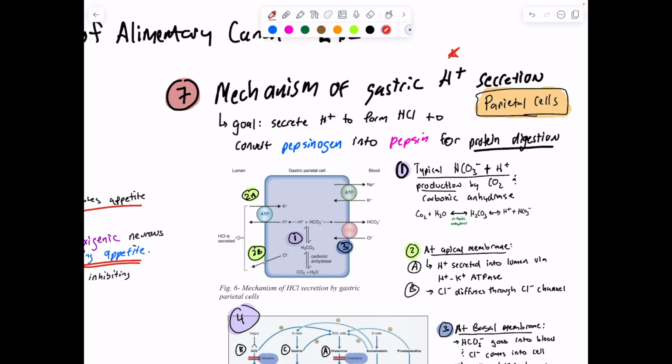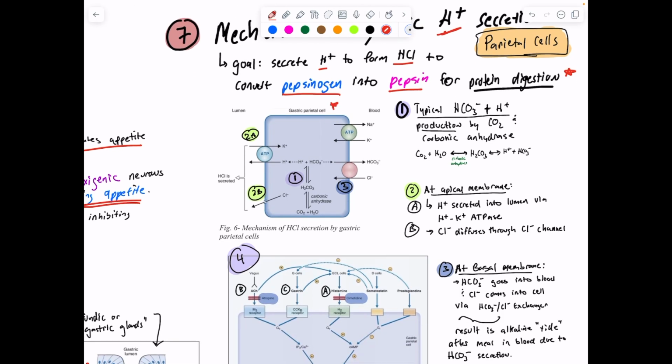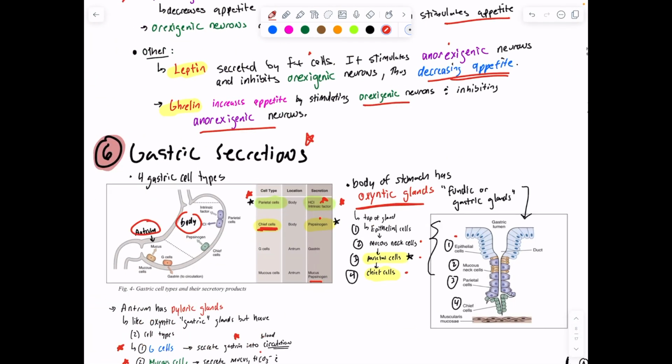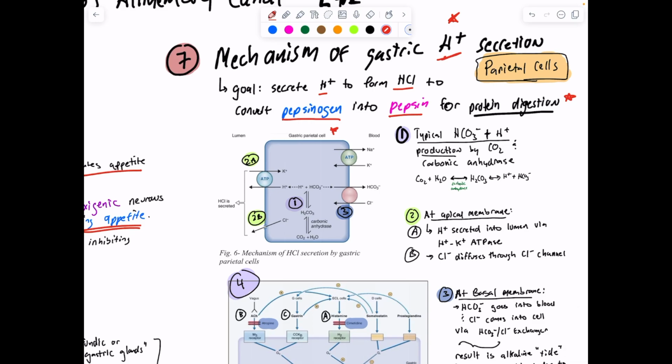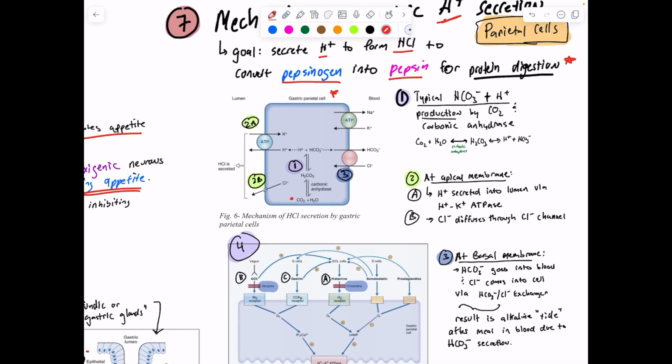All right, so stomach acid is so important because the goal of secreting hydrogen ion is going to act as an acid. So secrete hydrogen ion, form hydrochloric acid, HCl, to convert pepsinogen to pepsin for protein digestion. Basically here we have our gastric parietal cell, which we said is going to release HCl and intrinsic factor. But importantly for HCl here, we start off with carbon dioxide from our blood, and we know that carbon dioxide will be reacted with water by our friend carbonic anhydrase, and that will eventually be broken down to hydrogen ion and bicarbonate ion.